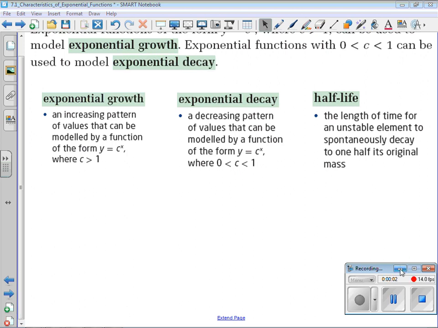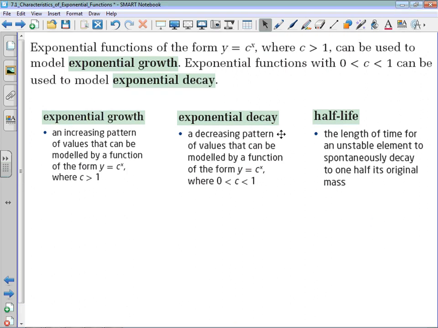Okay, this is 7.1, example 3. But before we get to the example, I just want to talk about a formula on your formula sheet. It's called the growth and decay formula, and on your formula sheet it's y equals a times b to the power of t over p. Now, a random formula out of nowhere, right?